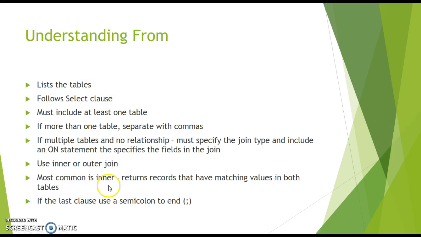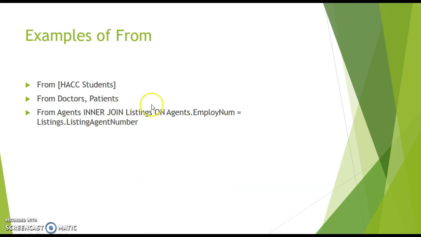And what the inner join is going to do is return the records that match both values in a table. Again, if the from is the last clause, you have to end it with a semicolon. Some examples of from. I have from Hack Students. That's from the Hack Students table. Now notice I have it in brackets because it's two words.